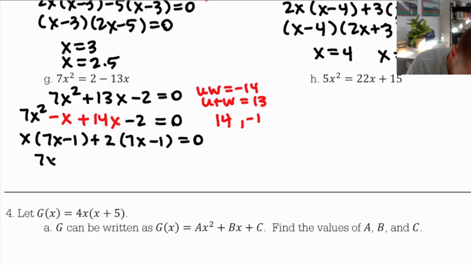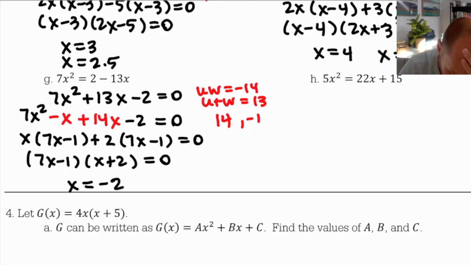I factor out the 7x minus 1, and I'm left with an x and a positive 2. Set that equal to 0. That'll give me x plus 2 equals 0, so x equals negative 2. 7x minus 1 would equal 0 if 7x was equal to 1, and that would happen if x was 1/7. I mostly did that verbally or mentally because I didn't have room to, but if you want to do that by hand, you should totally do that by hand.